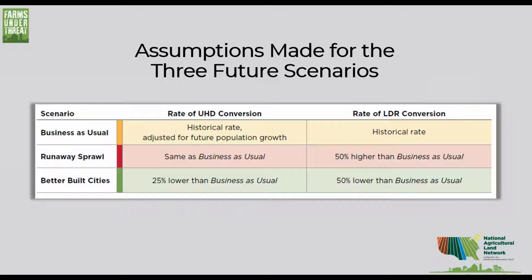Conversely, you see that for better built cities, we took that historical rate of conversion and we dropped it down 25% less for urban and high density development. And again, we did this with evidence that there have been cities and towns that are able to reduce the footprint of their growth, and that 25% is quite achievable. We went with a 50% reduction in the rate of low density residential land use conversion. We feel that that was an ambitious but achievable scenario.